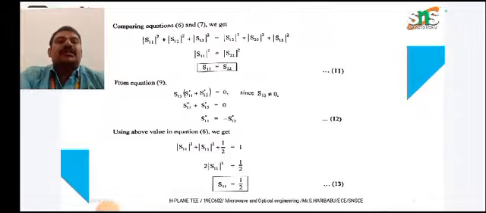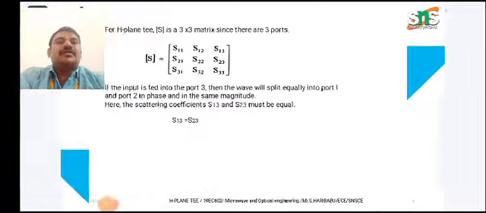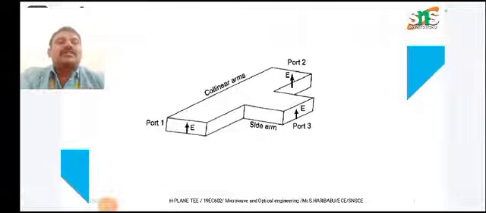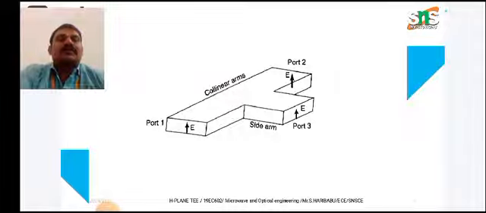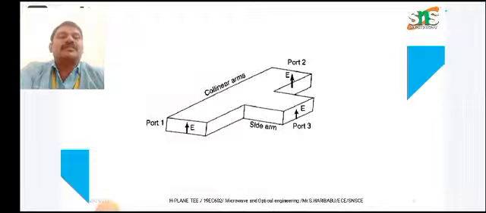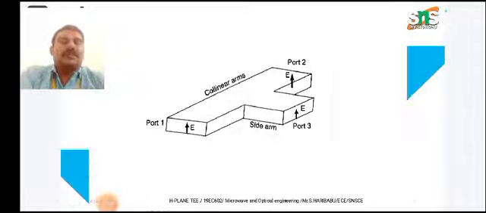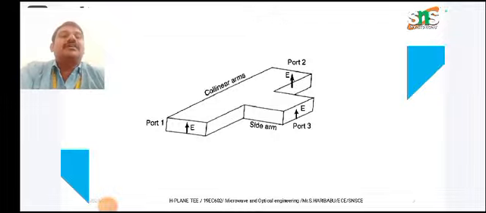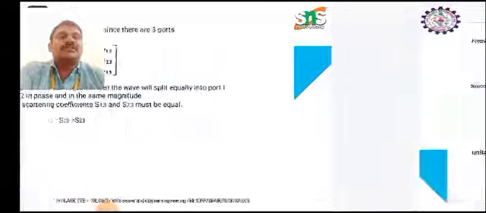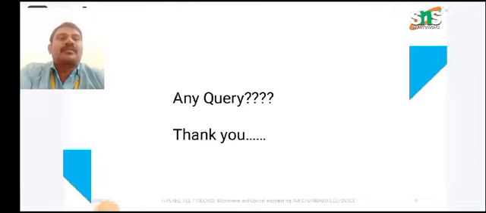So we can see the H plane tee has the collinear arms with the side arm at port 3, whereas in the E plane tee the side arm is also port 3, but it is at the top angle, while here it is at the side angle. That is the difference. The in-phase and out-of-phase behavior are also different: in phase occurs only in the H plane tee, whereas in the E plane tee it is the difference of the two arms. Okay, thank you.